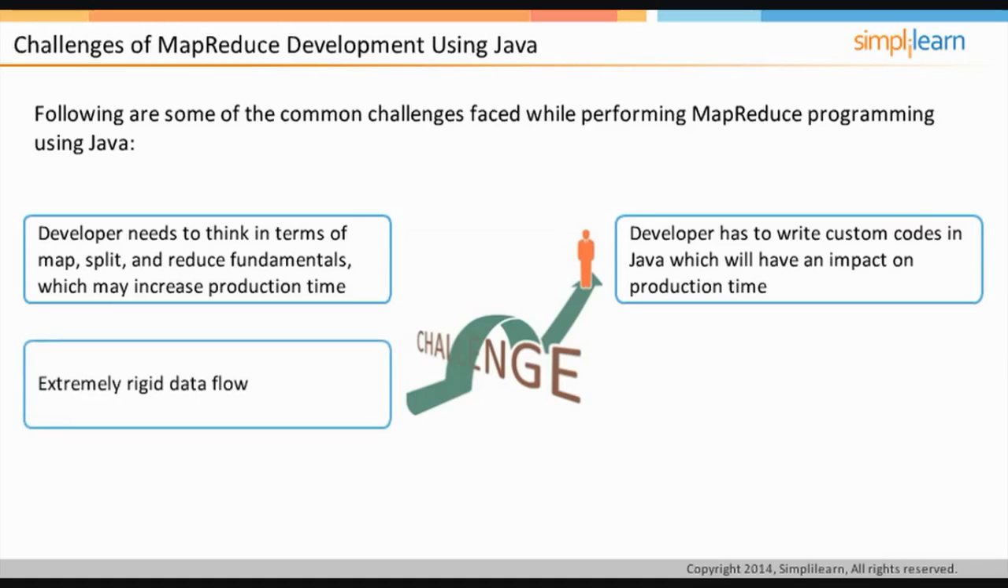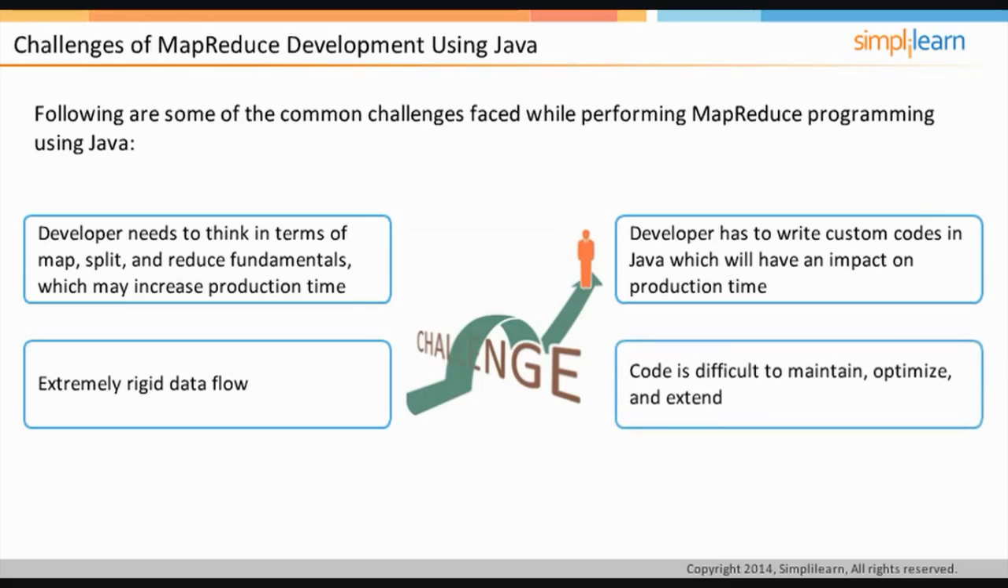Further, MapReduce enforces a rigid data flow. It is difficult to deliver the output of a task as the input of another. As the operations grow more complex, the code is usually difficult to maintain, optimize, and extend. In the next screen, we will understand Pig.